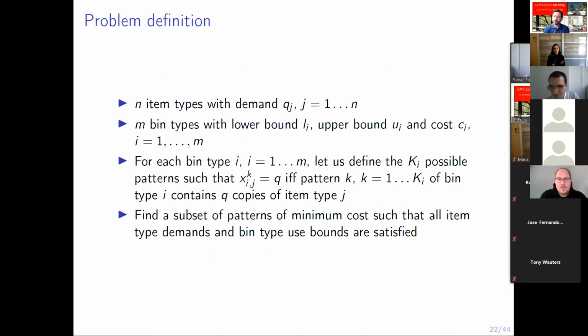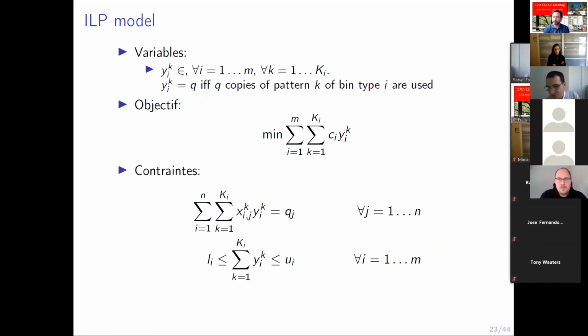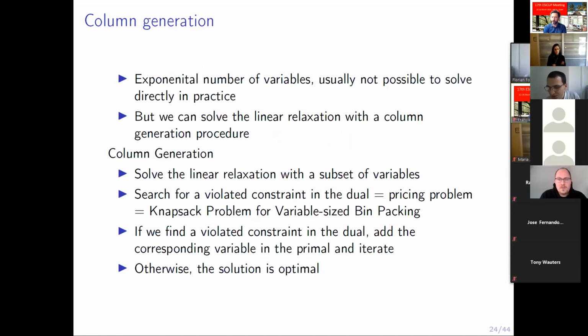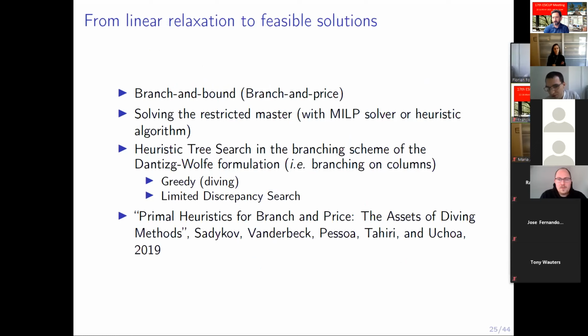So variable size bin packing, we have item types, bin types, and we need to select bin types to pack all items and minimize the cost of the bins that we have chosen. There is a classical ILP formulation, but it cannot be solved directly in practice because there is an exponential number of variables. But we can still solve the linear relaxation with the column generation procedure. The pricing problem is a knapsack problem that we solve with the heuristic tree search approach. Then we will use heuristic tree search again to convert the linear relaxation into feasible solutions. So it's a tree search in the branching scheme of the Dantzig-Wolfe formulation, which means we will branch on columns. For more details about these algorithms, there is a wonderful paper by Sadykov, Vanderbeck, Pessoa, Tahiri, and Uchoa.